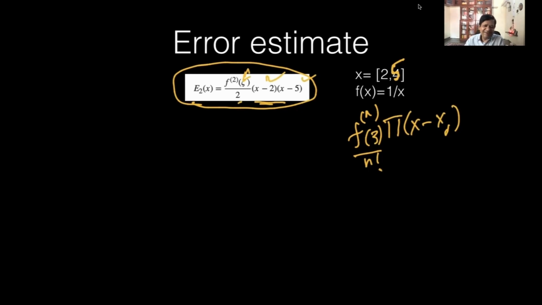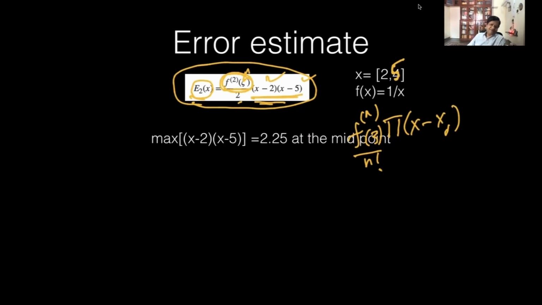Now, how do I compute zeta? We don't compute zeta. In this course, we don't compute zeta. So we make an estimate. I'll find what is the maximum error for E2(x). So what is the maximum bound on this E2, and the maximum bound on this? So let's find the maximum error on E with 2 points.